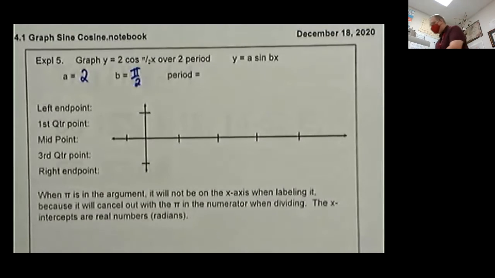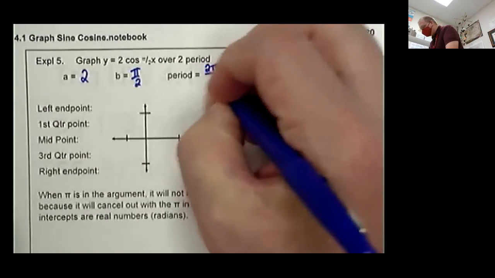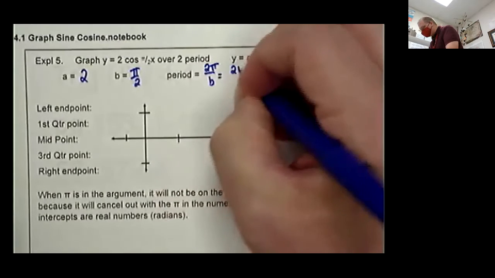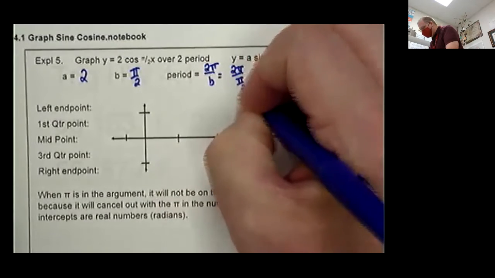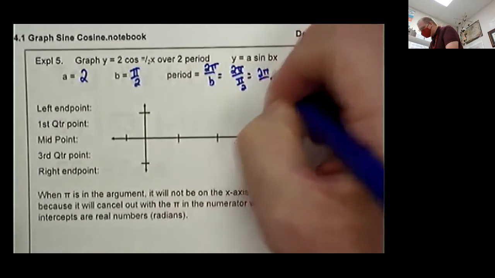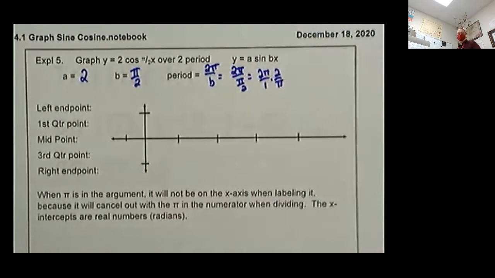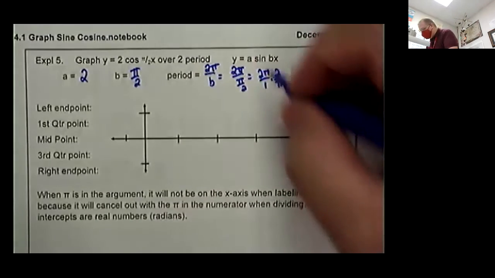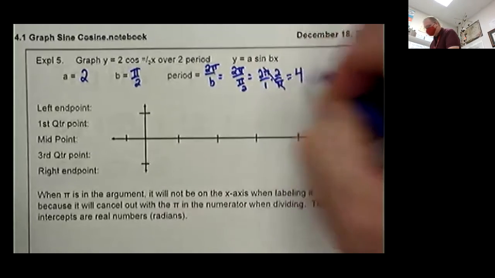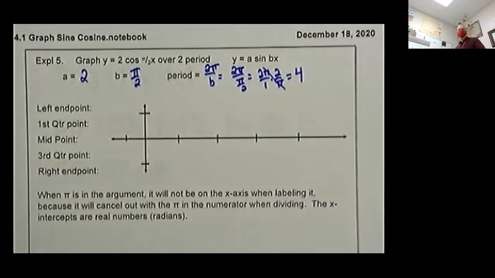Therefore, how do we find our period? Our period is 2 pi over b. Our b value is pi halves, so 2 pi over pi halves. Again, we're going to flip that sucker and multiply. And so we're multiplying by 2 over pi. Well, what happens? The pi's cancel, and we're left with 4. So we have a period that has no pi. So this is in non-pi radians. We're still in radians, but we're in non-pi radians.